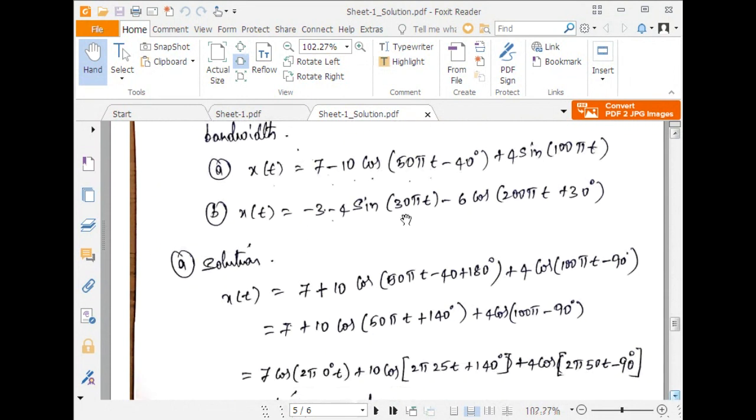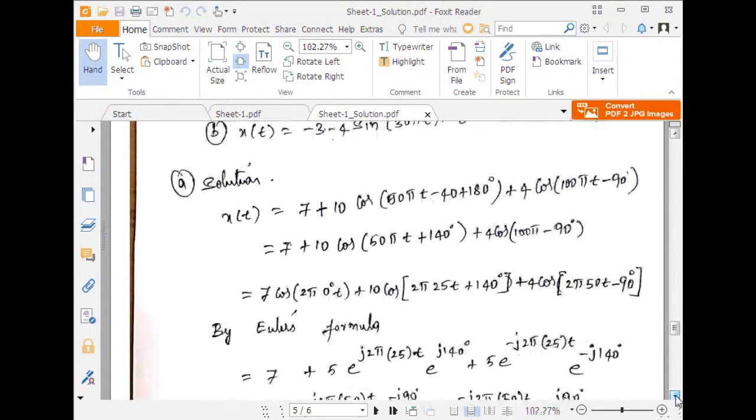First convert all the cosine terms as positive and also sine terms as cos. To convert the negative sign, add 180 degrees. To convert sine, subtract 90 degrees. Cos theta minus 90 is sine theta. Is it clear? Clear, sir. Why did you convert them?